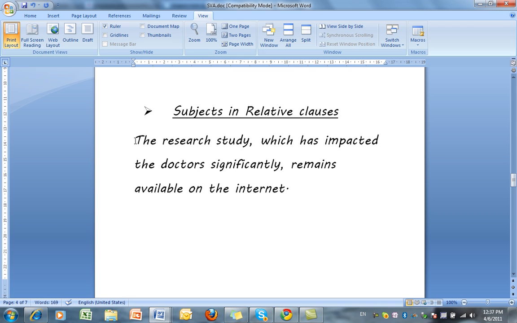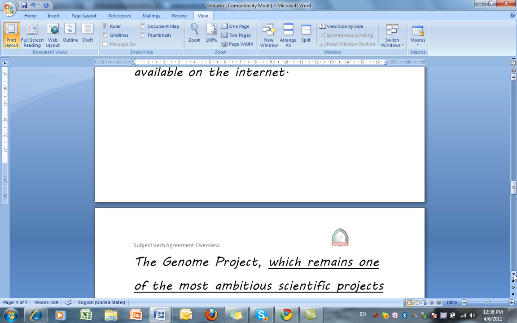For example, the research study remains available on the internet. Singular subject, singular verb. But the verb inside the clause needs to also match the subject. So that's what makes it difficult. The research study, which has, because research study is singular. Let's take a look at another one.